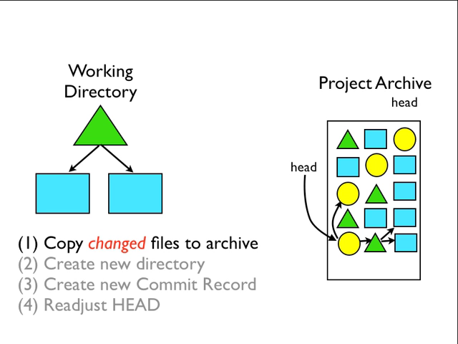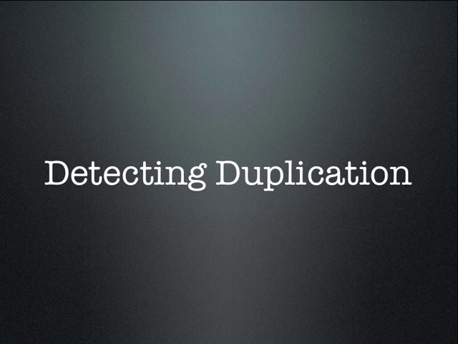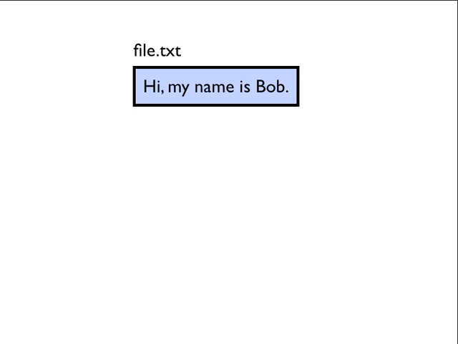And in order to do that, it's not just checking the most recent version, but it's taking every file in your working directory and comparing it to a bunch of files in the archive. And that can be pretty costly. So we really want a better way of detecting duplication. Let's talk about something a little bit different here. We'll get back to detecting changes in a second.